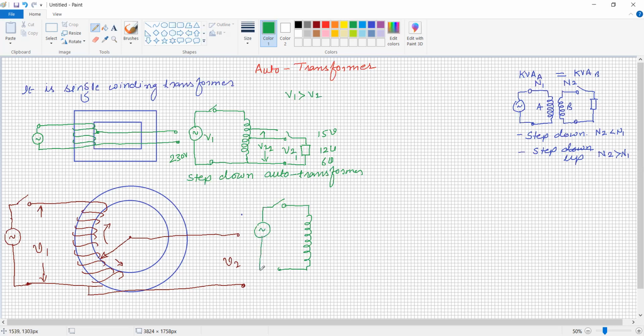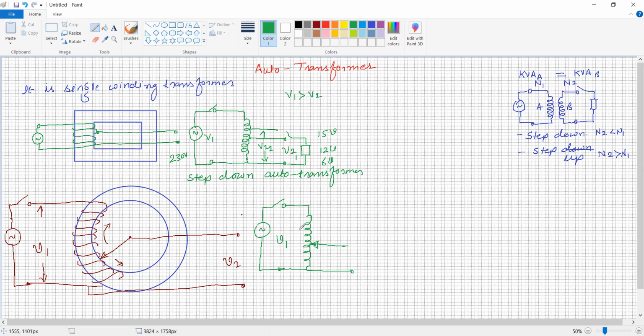This is connected with the source, AC source, say voltage is V1. Okay, and the secondary winding has a variable point. So this represents the variable point. This may vary as per the requirement. So it is called an auto transformer.